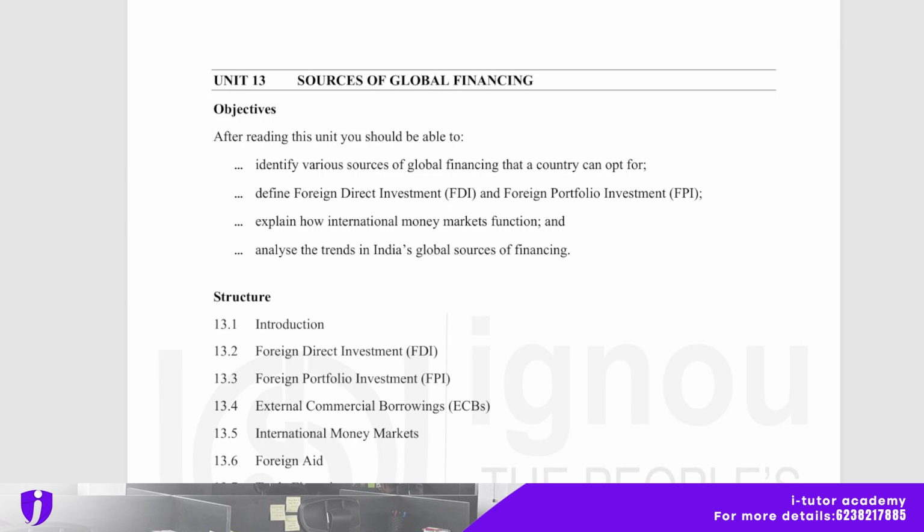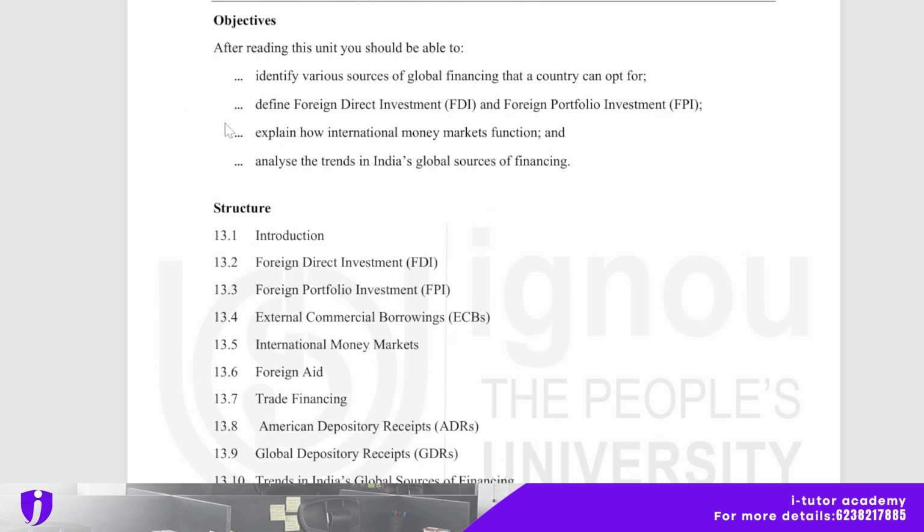In today's session, we will start with Unit 13 of MMPC-003, that is Sources of Global Financing. So let's begin with the objectives of this chapter. First of all, identify the various sources of global financing that a country can opt for. Define foreign direct investment, that is FDI, and foreign portfolio investment, that is FPI. Explain how international money markets function and analyze the trends in India's global source of financing.